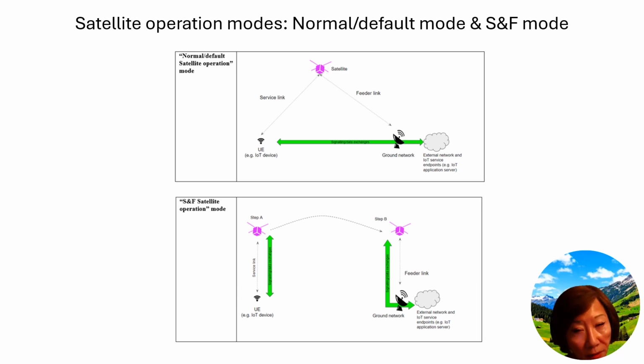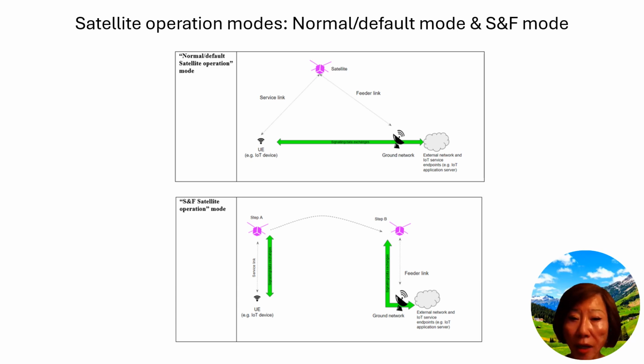We have a feeder link, the connection between the satellite and the ground network, and is also represented by a dotted line indicating wireless connection. We have UE. The UE is shown here as a Wi-Fi icon labeled as UE, for example, IoT device. That's a label. It represents the end user device. In this case, an IoT device, any IoT device can be the endpoint. The ground network is depicted as a satellite dish icon. It represents the terrestrial infrastructure that interfaces between the satellite network and external networks.